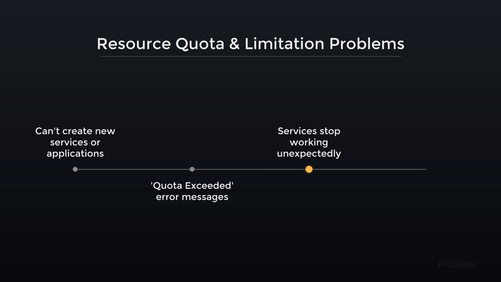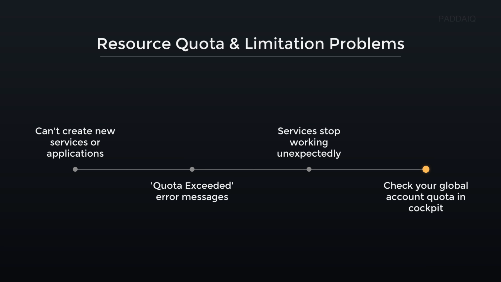Services stop working unexpectedly. This means when your allocated resources like memory or APIs are fully consumed, SAP BTP automatically halts those services without warning. For example, if your application exceeds its monthly API call limit, it becomes unavailable to users. Always monitor quotas to prevent sudden disruptions.